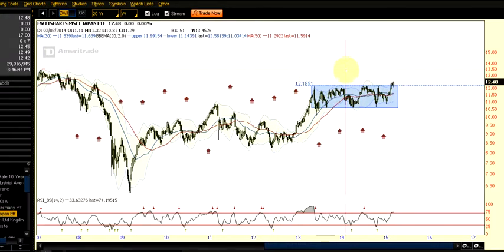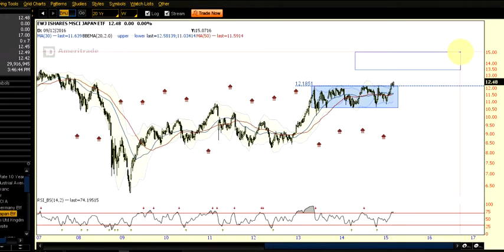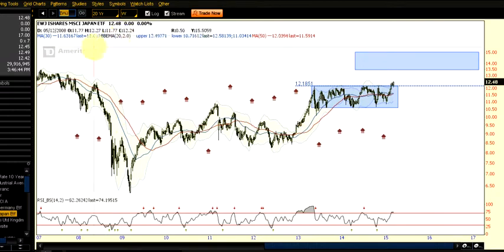Anyway, just visually to me, it looks like Japan could come up into this area, off of these highs here. So this 1350 area, and a little higher. So 1350 to 1500, let's say. So that's kind of what I'm looking for out of Japan.